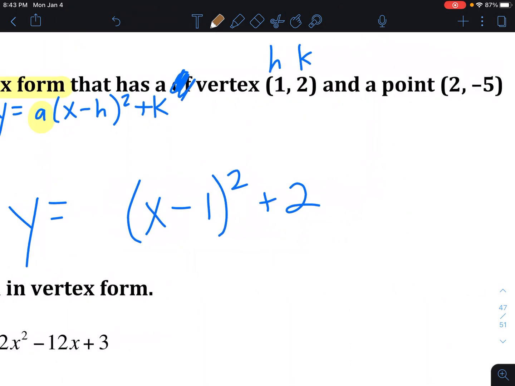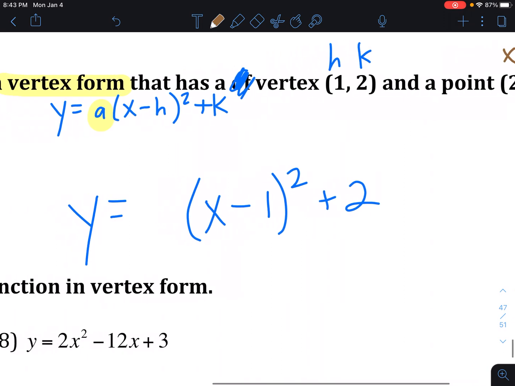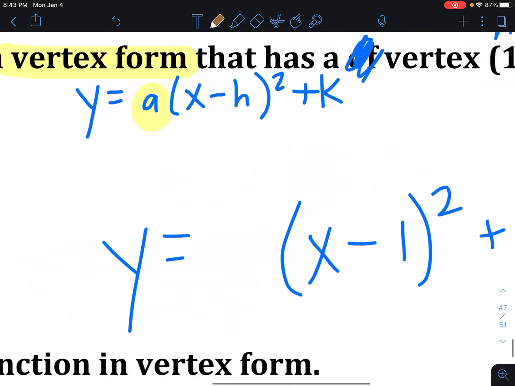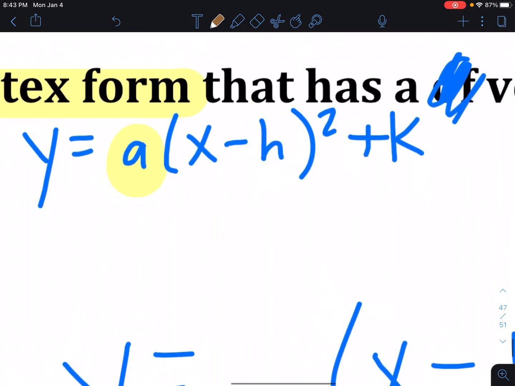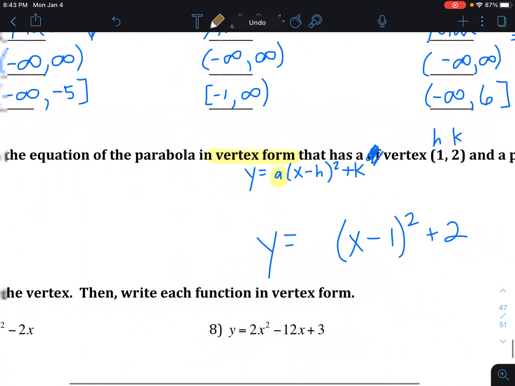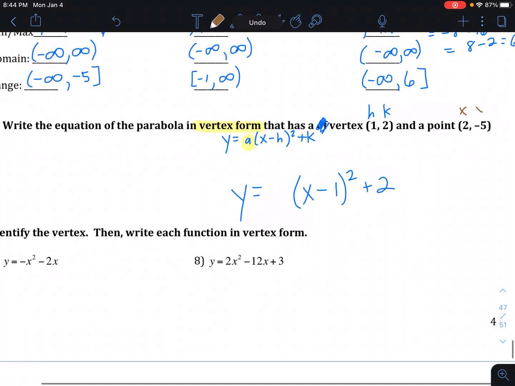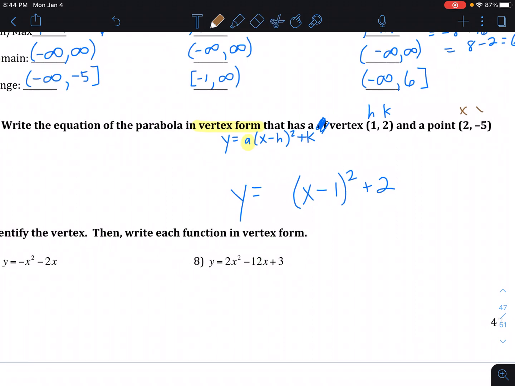This point, 2, -5, it will not go into my final answer. It is only useful to help us find out what A is. So in order to do that, we're going to label this XY. We're going to use our formula right here, and we're going to plug in those 4 numbers into the formula for y, x, h, and k.